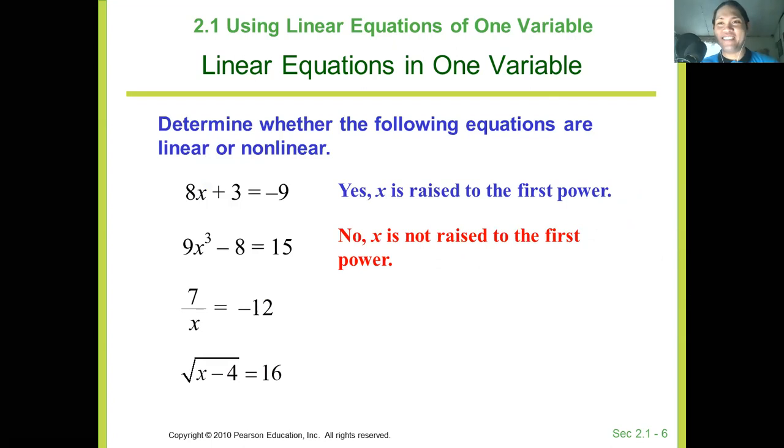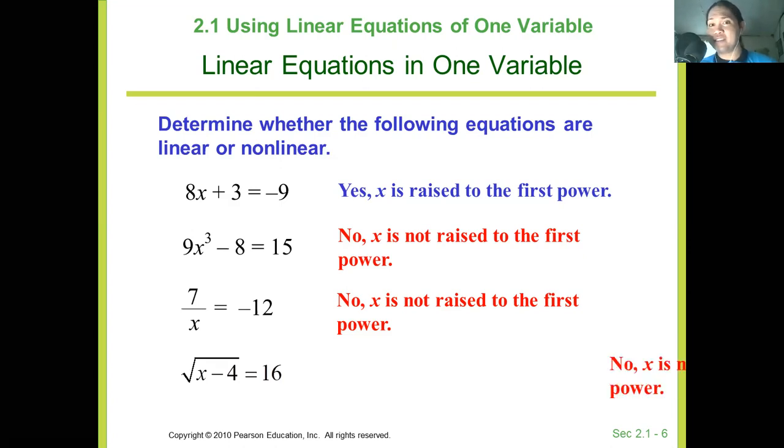What about the second one? Is it linear? 7/x = -12. Let's try to think. No, because x is not raised to the first power. It is in fractional form, but you can rewrite this one as a linear equation in one variable. This one, √x - 4 = 16. Linear or not? Oh, it's not linear. Why? Because x is not raised to the first power.